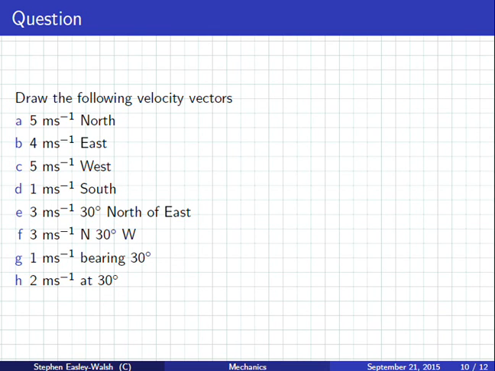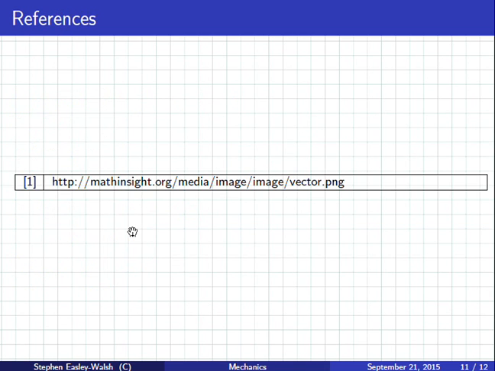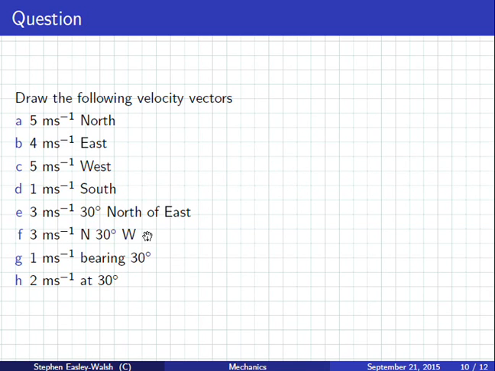I'm trying to give you lots of vocabulary here as well, because in the exam they could say this, they could say this, or they could say this, or they could say this. So you need to be careful with your English here. You got that? Yep.